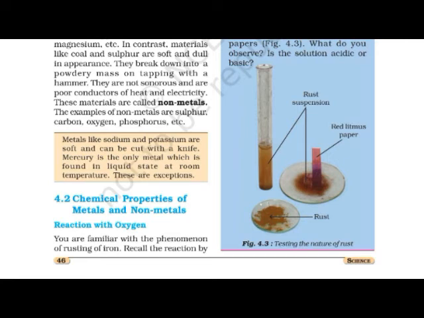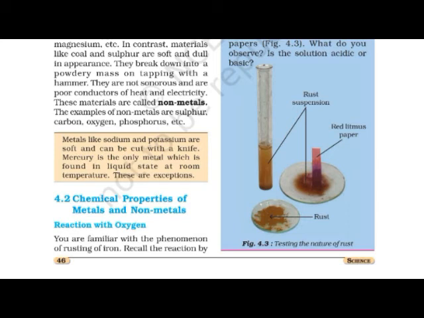Other substances, such as coal and sulfur, are soft and dull in appearance, and metal is shiny. It's hard also. Materials like coal and sulfur are soft and dull in appearance. They break down into a powder mass on tapping with a hammer.